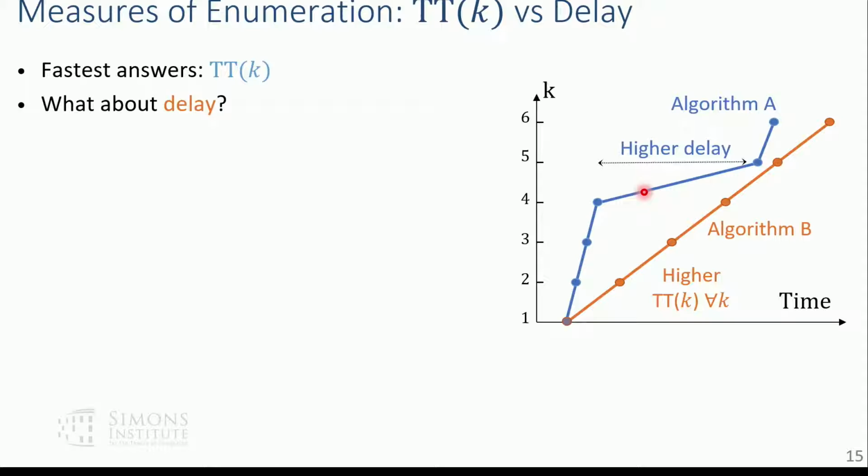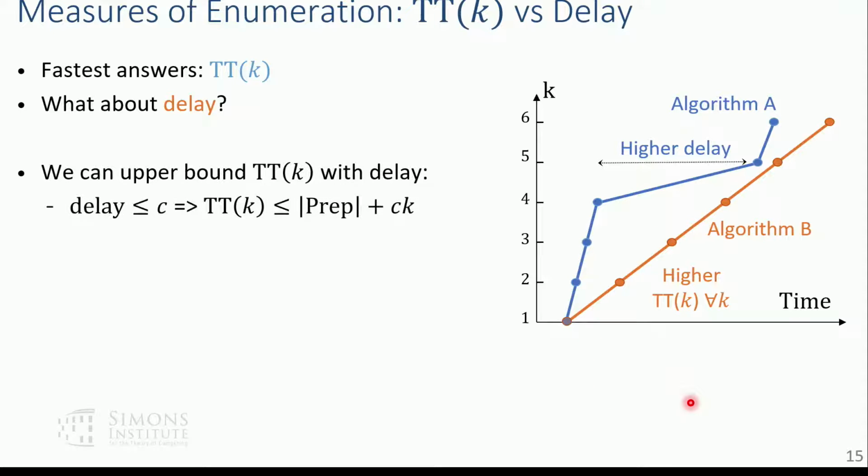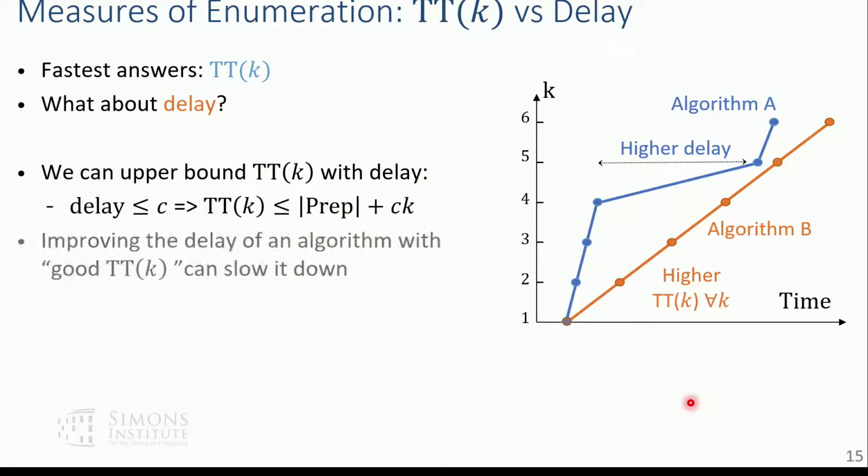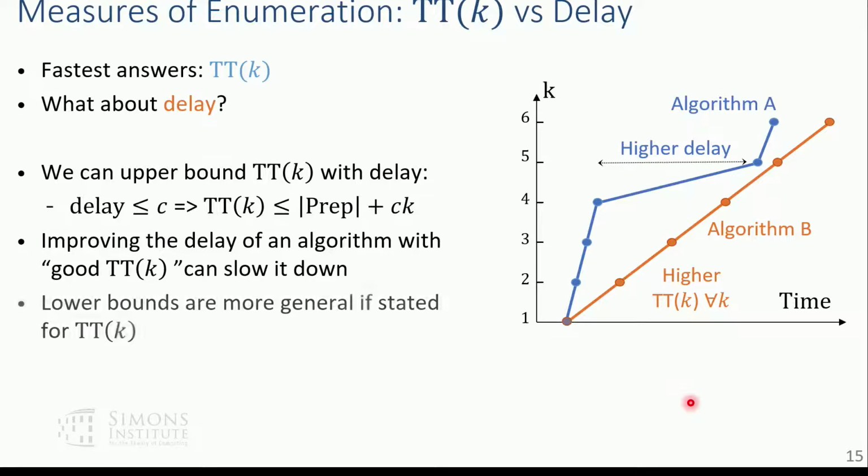So there are three things I want to point out here. If we can upper bound the delay, we also get an upper bound for the time to k. So that's good because we can use delay as a sufficient condition to get time to k. Now, if we start from an algorithm that has an already good time to k, having this additional restriction of a regular delay can slow the algorithm down. And finally, if we talk about lower bounds instead of upper bounds, lower bounds are more general if they're stable for time to k.